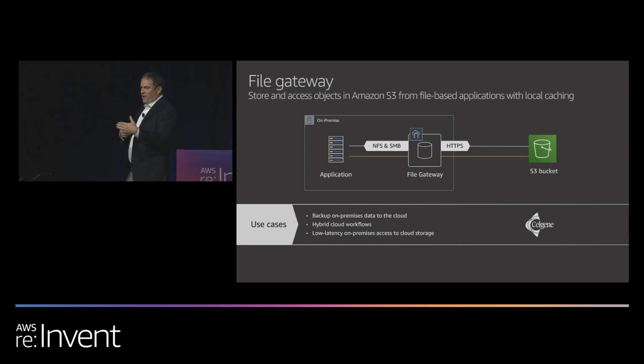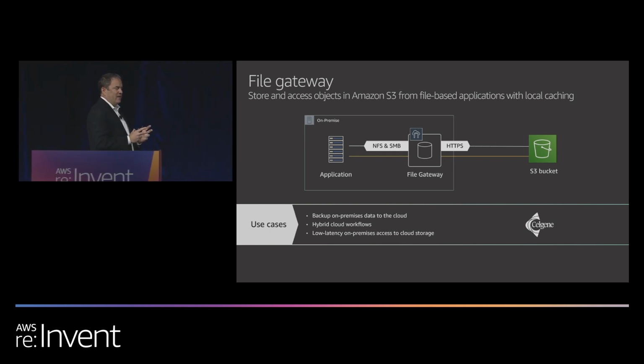Now the other thing that the file gateway provides is a local cache, up to 32 terabytes of cache. So you can provision that cache to have those backup files stored locally, so you can have fast restore on premises from that data that's backed up to the file gateway.